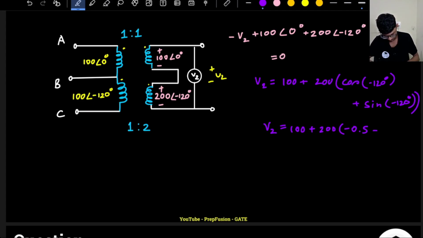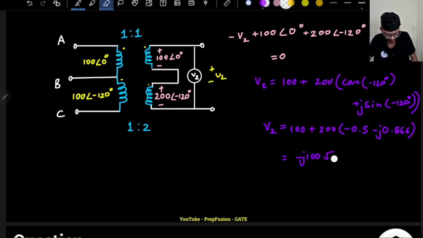Just hold on. 120 minus sine of this will be minus 0.866 j. Sorry, j was there, right? I forgot to write the j here. So this value, 100, will get cancelled. This value will be minus, this is root 3 by 2, so this will be 100 j minus 100 root 3. Okay, so what will be the magnitude?